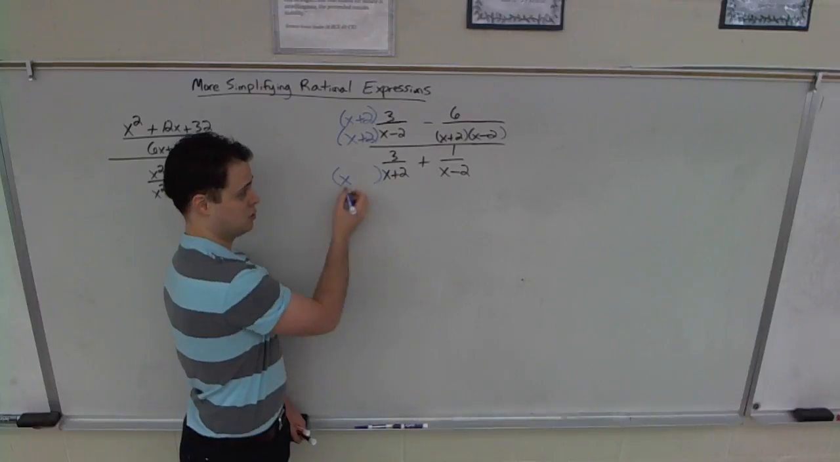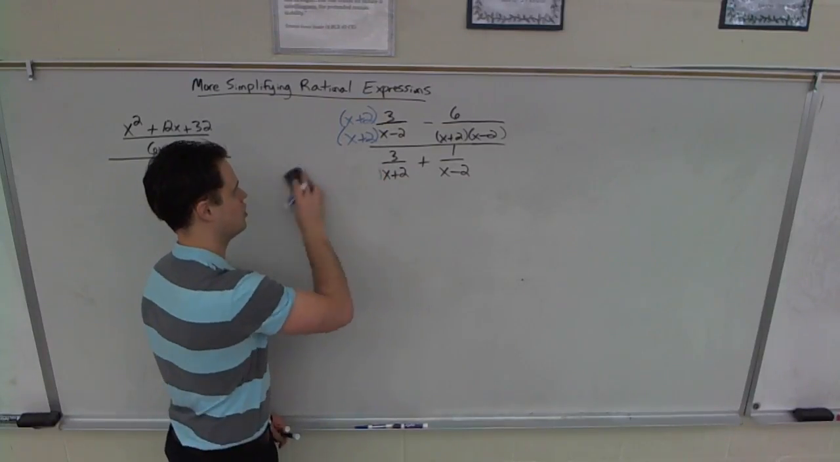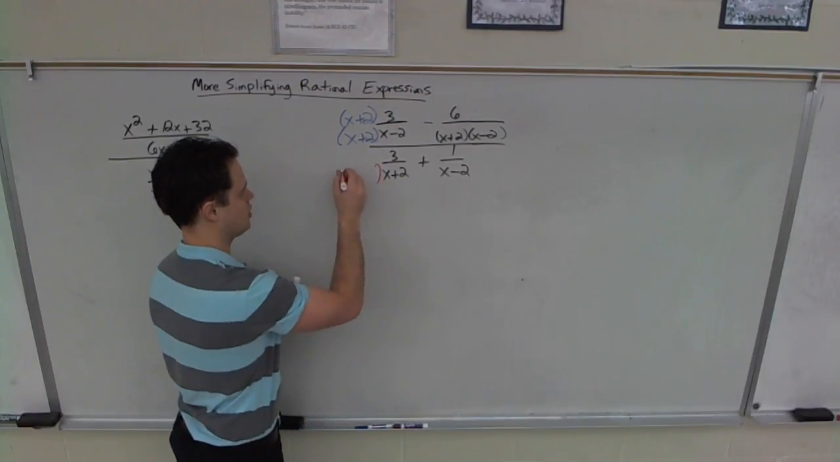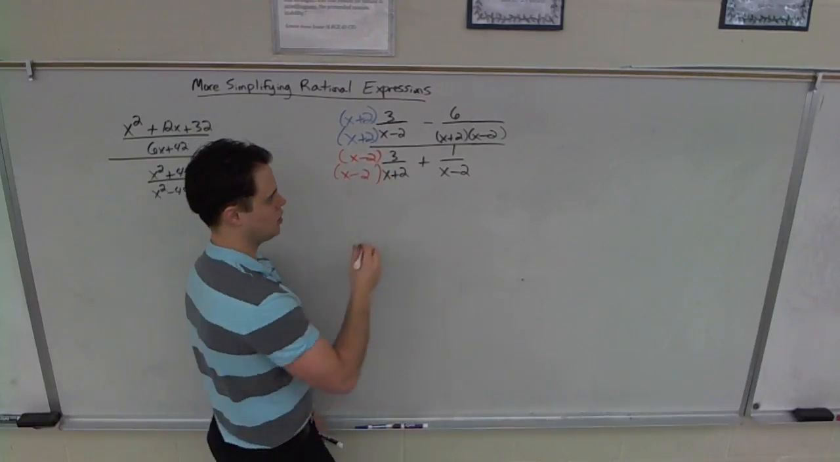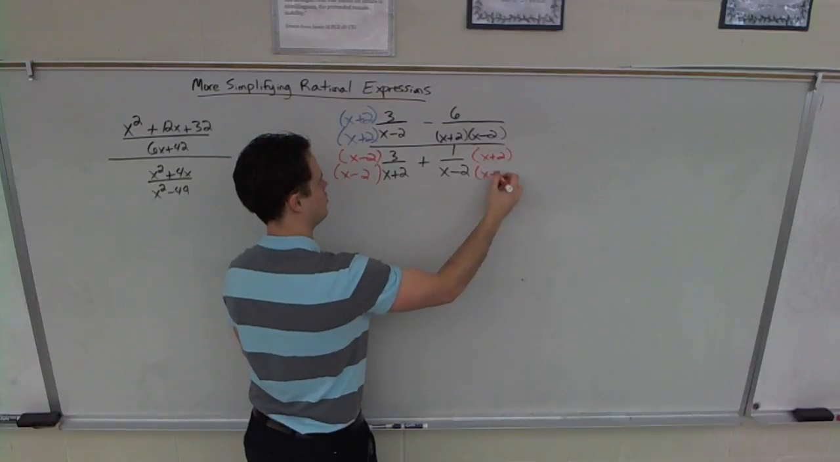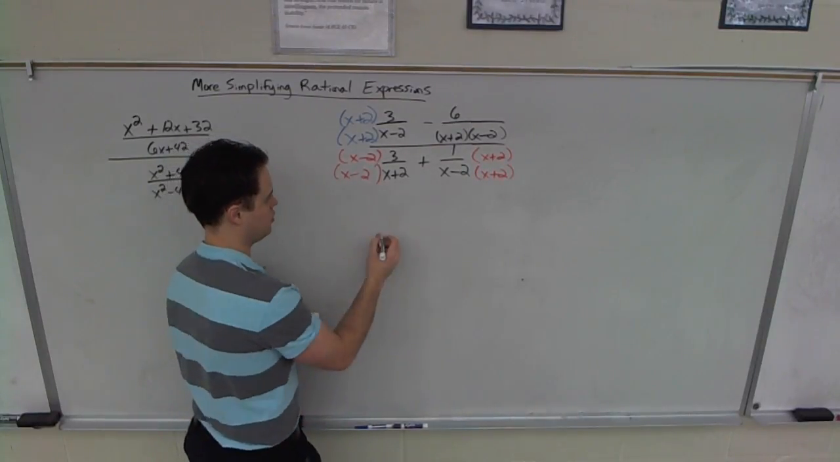X minus 2 here. In fact, you know, this is getting too crazy. Let me go to another color here. This needs x minus 2. Make it legal. And this needs x plus 2. So that looks pretty cluttered, but I think this is going to boil down nice.